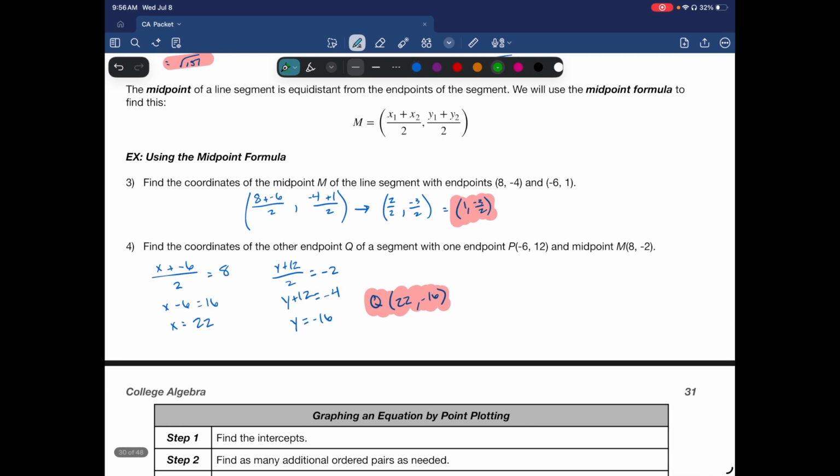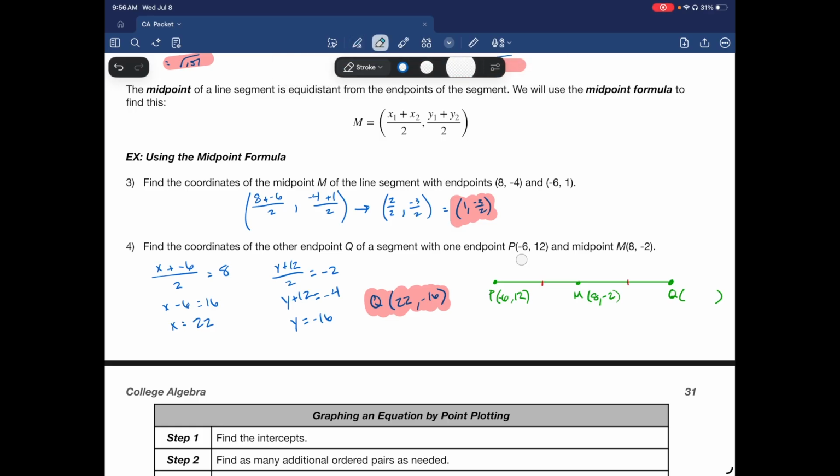All right, so let's draw a number line. We have P on one side, Q on the other, and M is in the middle. We know that P is (negative 6, 12), and we know that M is (8, negative 2), and we're trying to find what Q is. Because M is halfway, that means this side and this side are equal.